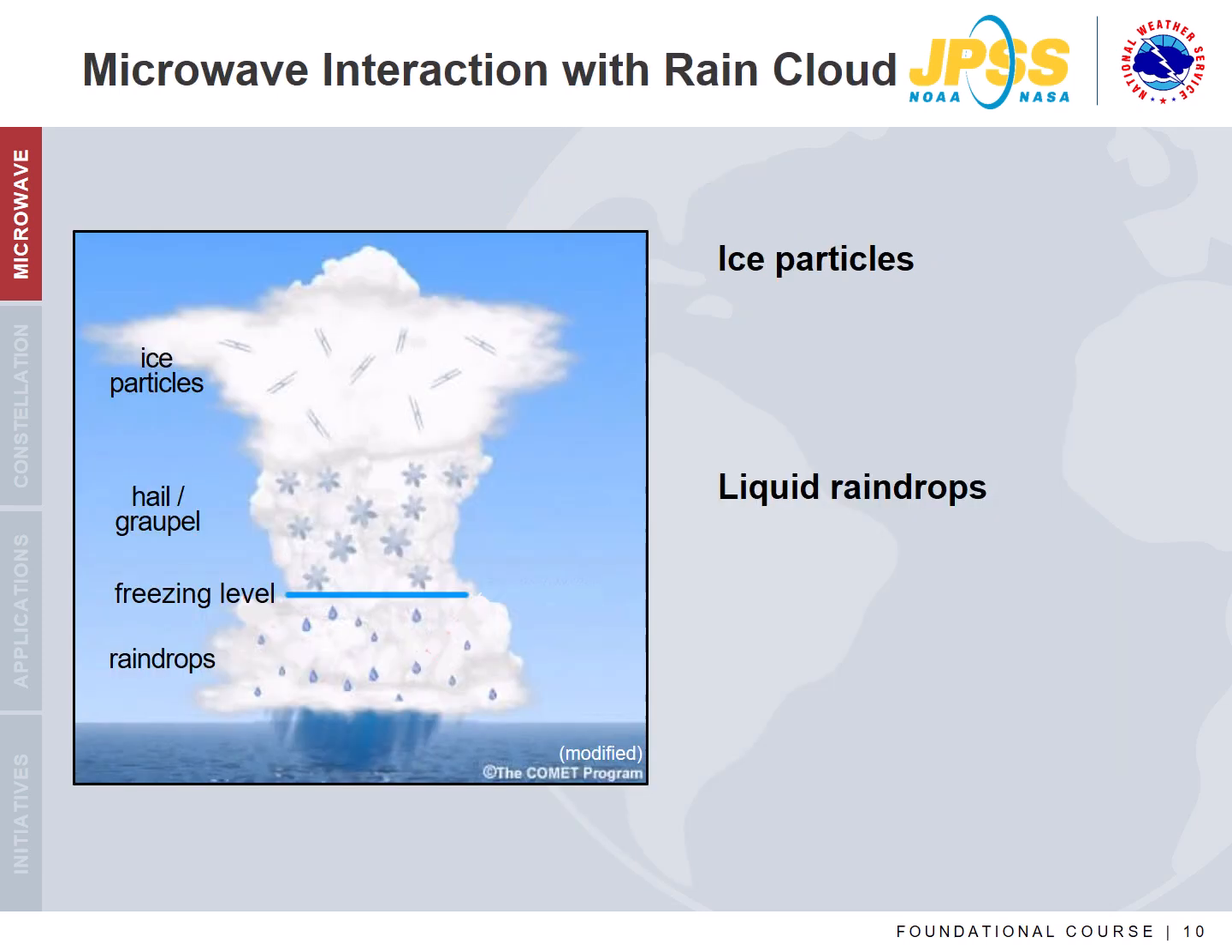To see how microwave satellite observations can be used to quantify precipitation, let's take a look at the structure of a convective rain cloud. Above the freezing level, the cloud contains ice particles of various sizes. Below freezing level, we see liquid raindrops.